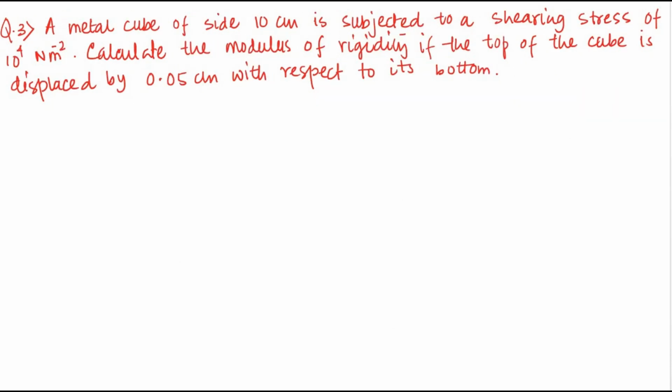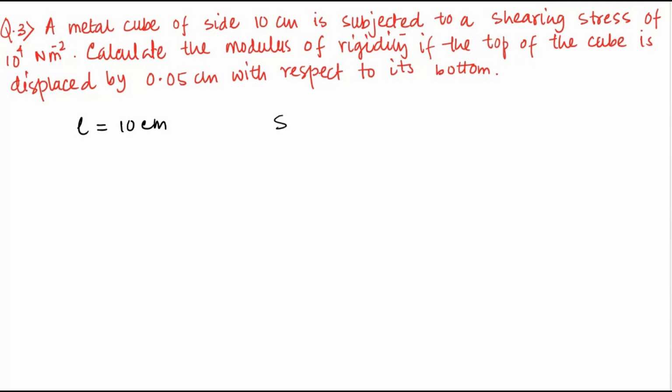Question number 3. A metal cube of side 10 centimeter is subjected to a shearing stress of 10 to the power 4 Newton per meter square. Calculate the modulus of rigidity if the top of the cube is displaced by 0.05 centimeter with respect to its bottom. Okay, so the side of the metal cube is given, which is 10 centimeter.